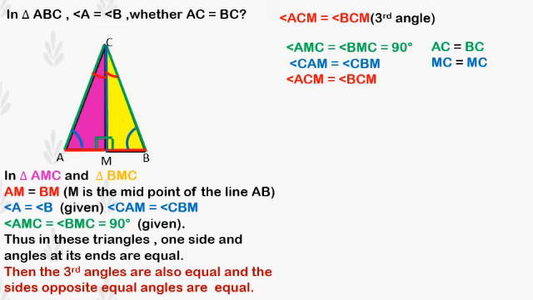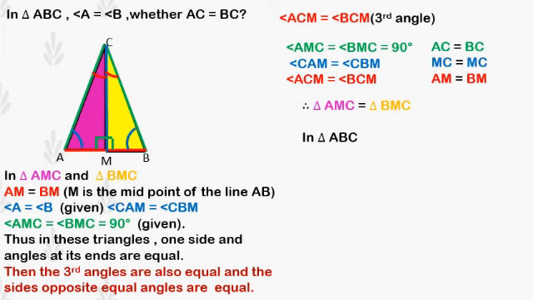And angle ACM equal to angle BCM. Sides opposite to angle ACM and angle BCM are side AM and side BM. So we can write AM equal to BM. Now we get all sides and angles are equal. Therefore we can say triangle AMC equal to triangle BMC.